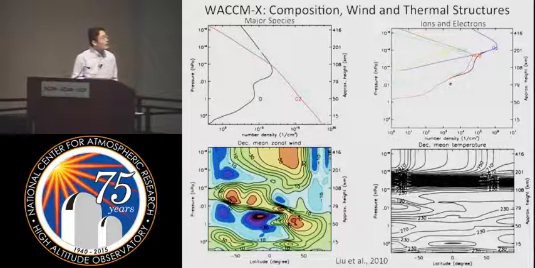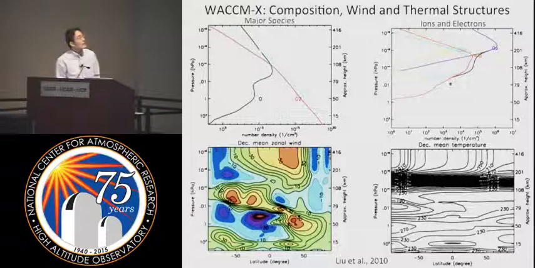And this is the main ion species and electron. And they're pretty good up to about the F peak.